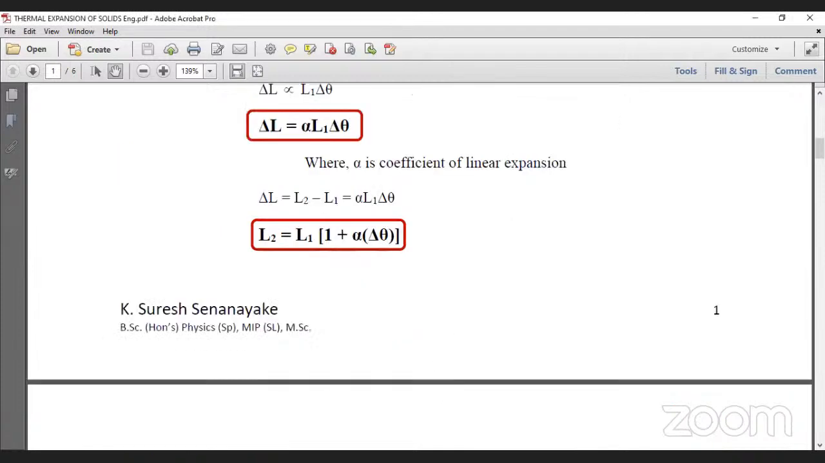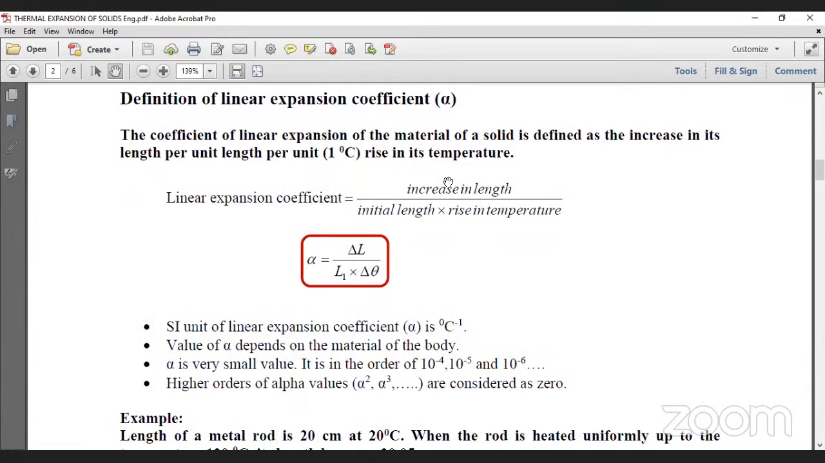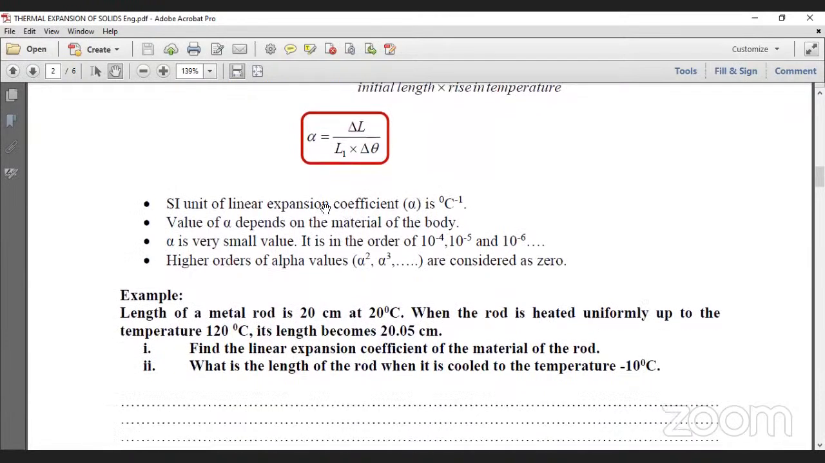This definition is also given here, that is the linear expansion coefficient. The coefficient of linear expansion of a solid material is defined as the increase in length per unit rise in temperature. So you can write alpha as delta L over L1 delta theta. The SI unit of linear expansion coefficient: actually, there is a mistake here. Per Celsius is not the SI unit; you can correct it. Kelvin is the SI unit.